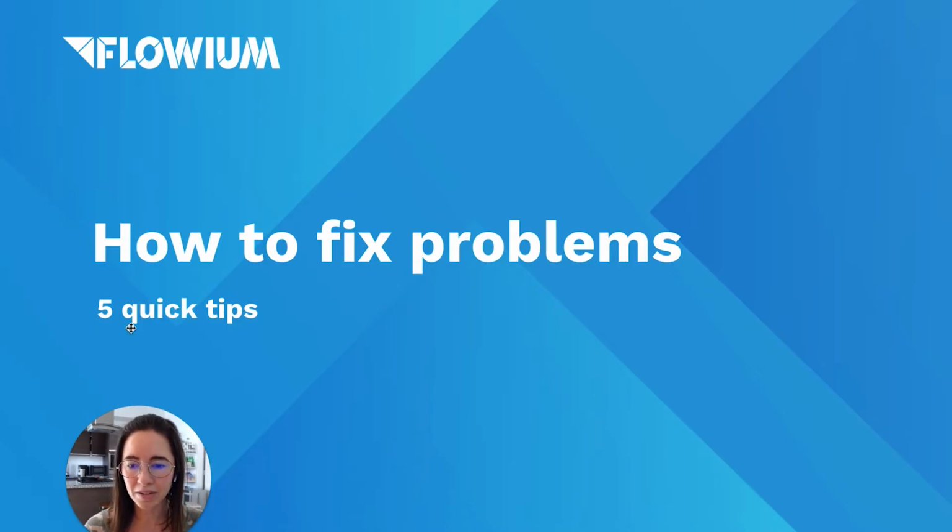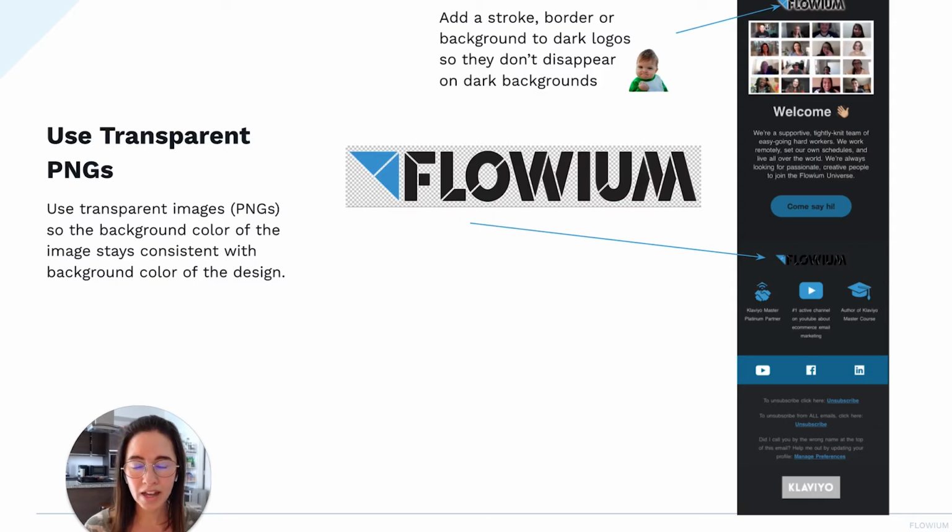So how to fix some problems. Here's just 5 quick tips. Number 1 is to use transparent PNGs. So the transparent image has no background. You will see these sometimes, this checkerboard pattern. That's how you know this is a PNG.